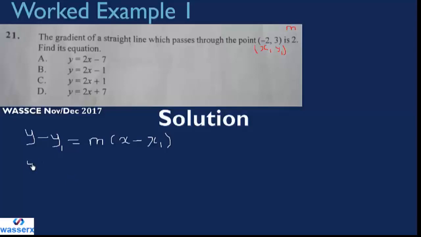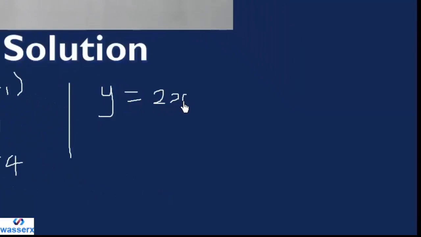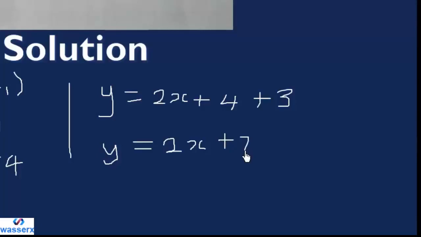So we have y minus y1, which is 3, equals the gradient, which is 2, times (x minus negative 2). We simplify this to obtain y minus 3 is equal to 2x plus 4, since negative times negative gives us positive. So y is equal to 2x plus 4 plus 3, and simplifying, we obtain y equals 2x plus 7.